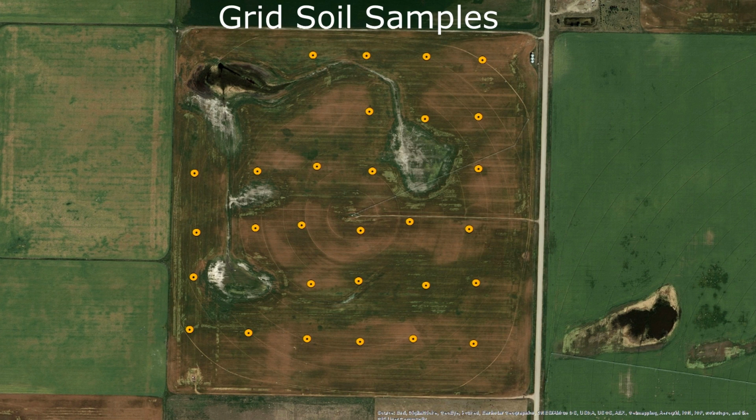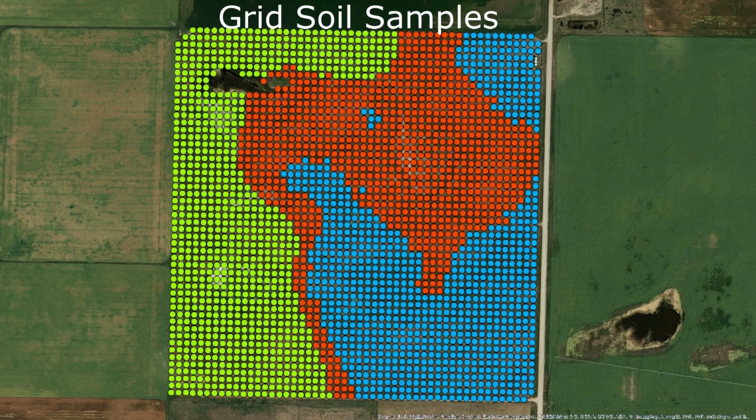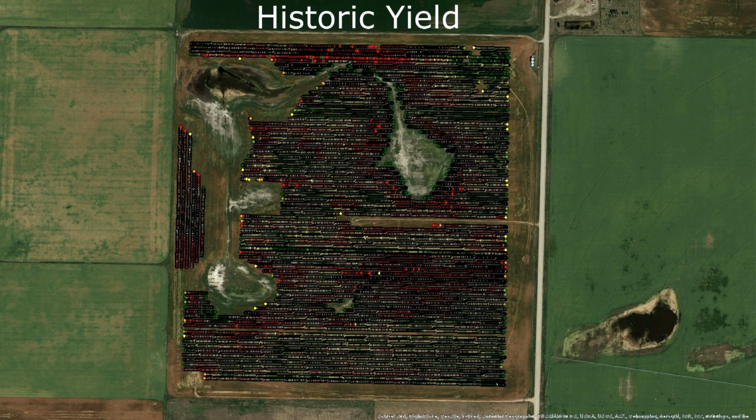Grid soil samples: we took a 5-acre grid sample, so every 5 acres we took a soil sample and measured the amount of nitrogen in the top 6 inches of soil. We ran an interpolation to predict the pattern of that nitrogen across the field, and we nested that into our grid geography.